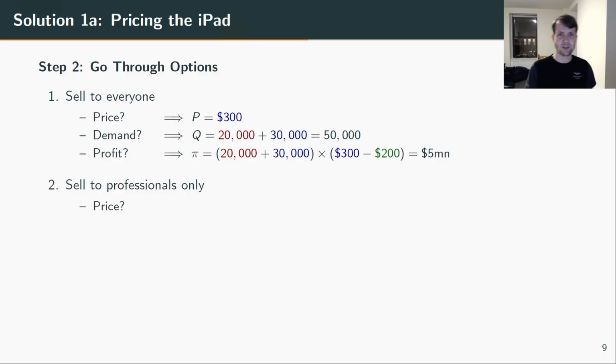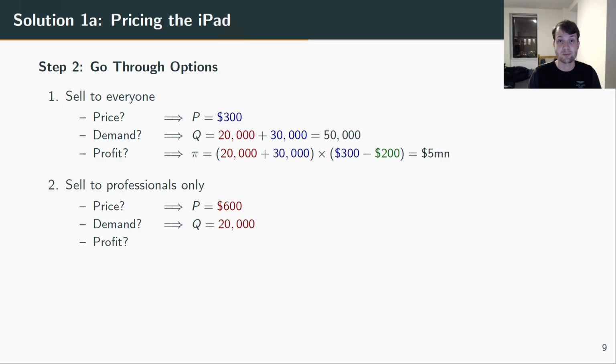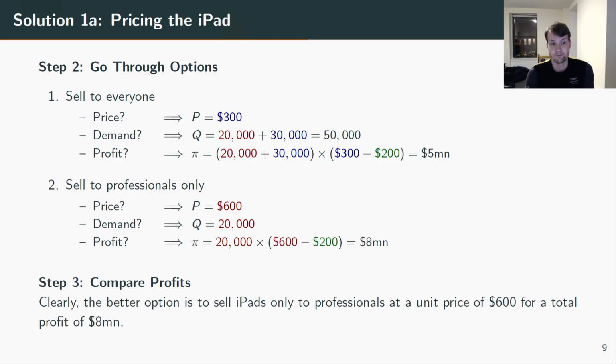If we sell to professionals only, now we can obviously charge a higher price, namely the $600 that's their willingness to pay. Demand is only going to be 20,000 because students are not going to be willing to pay 600 bucks. Profit: 20,000 times 600, what we're charging, minus the 200 that it costs to produce, is 8 million. Compare? Well, it's clearly better to sell to professionals only. That's the easy version of the problem.